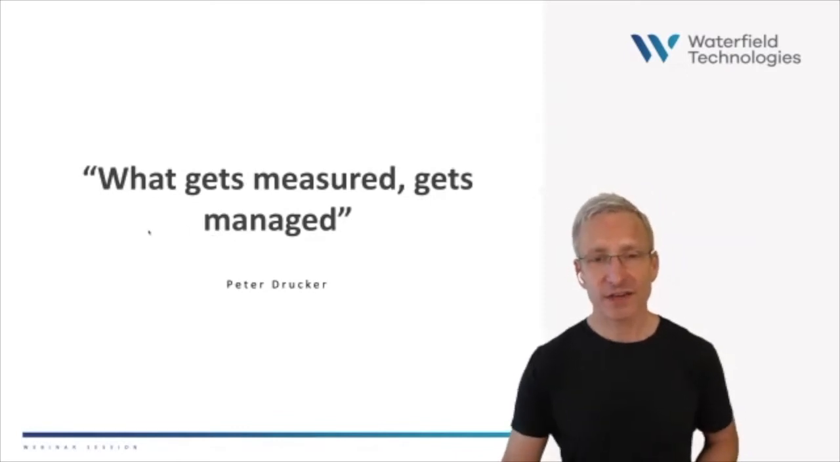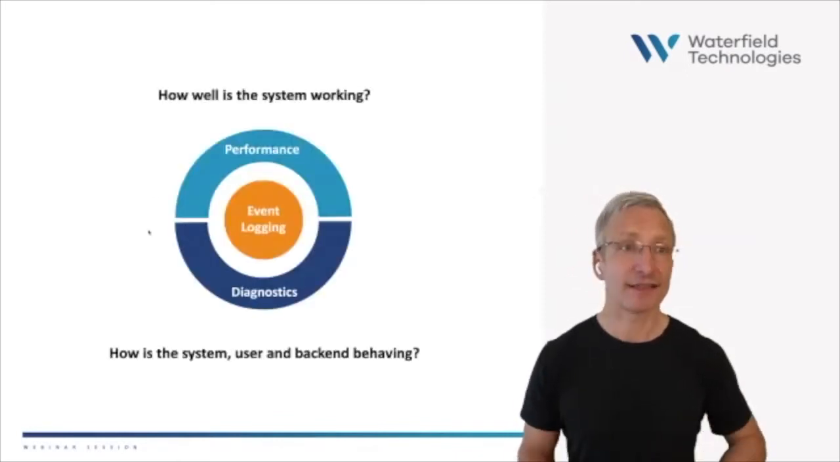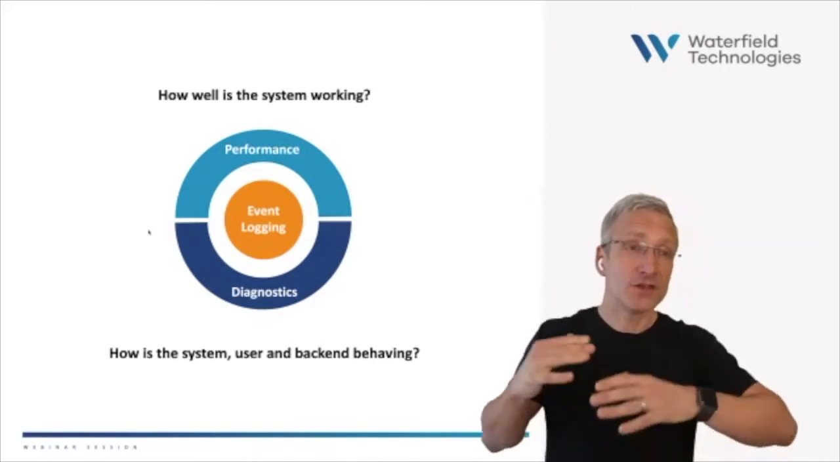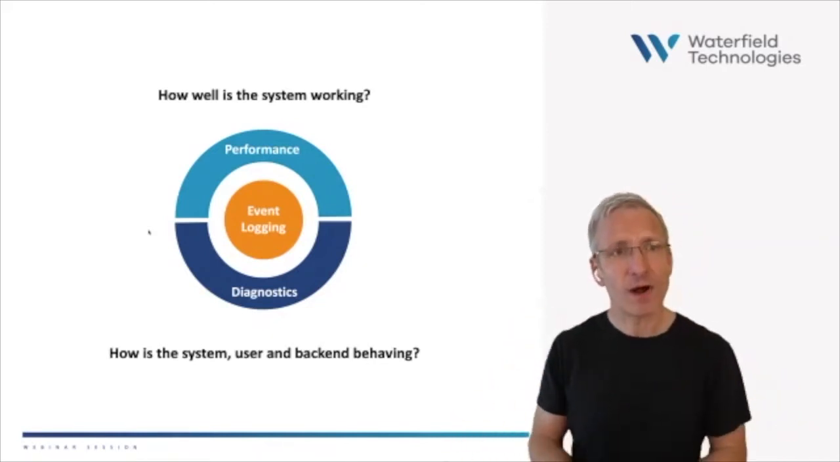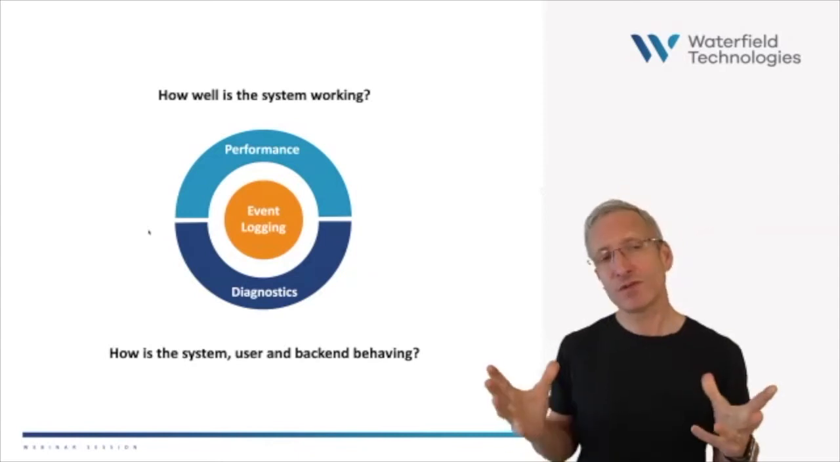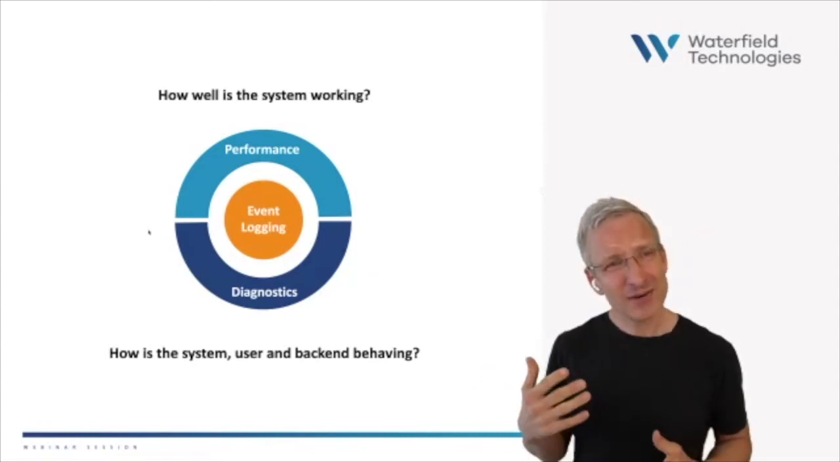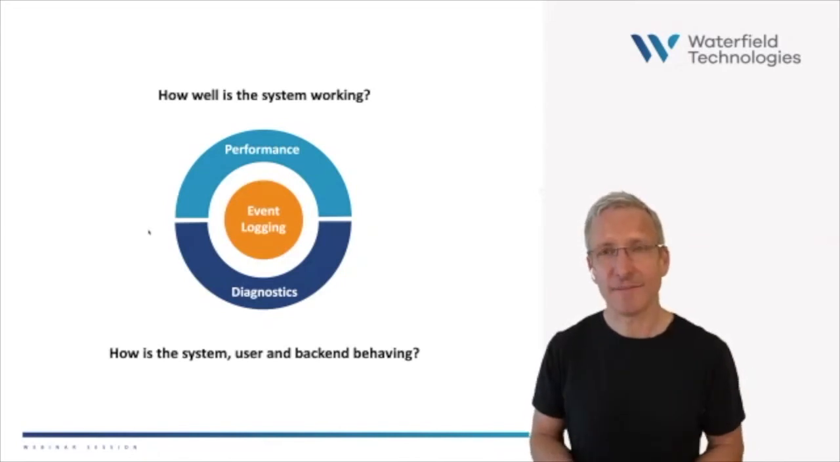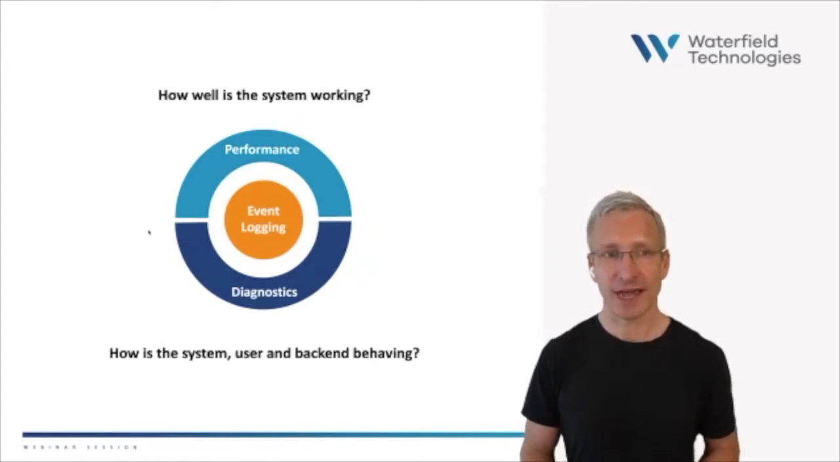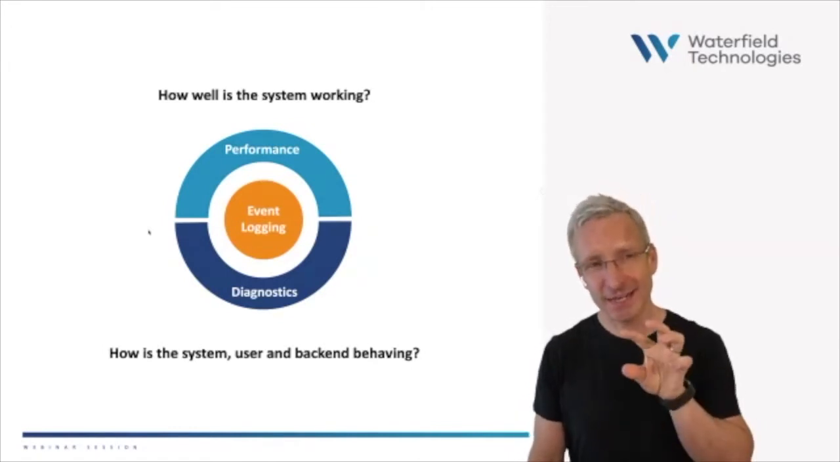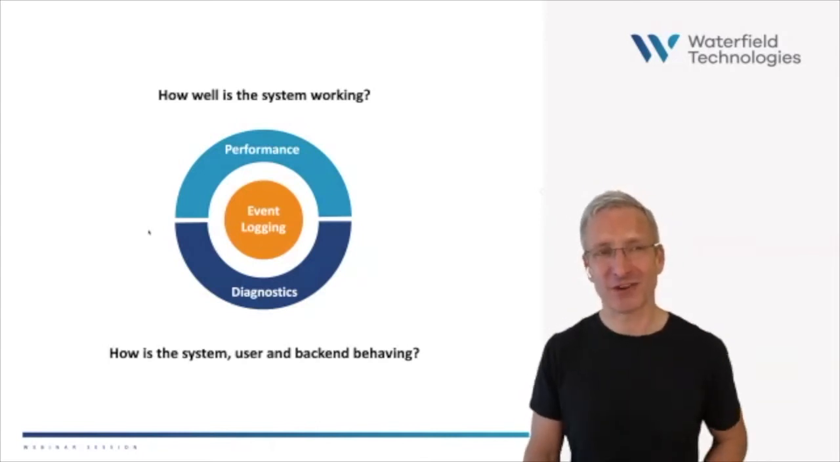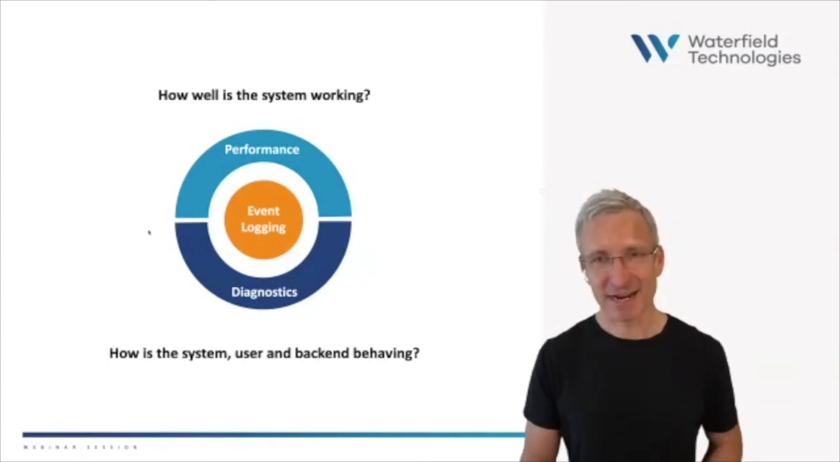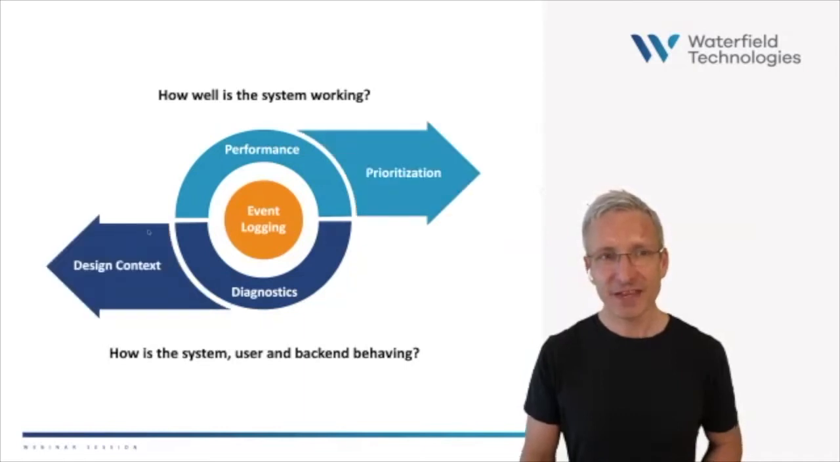So I like to think of bot analytics like this. At the top, we've got performance. So how well is the system working? At the bottom, we've got diagnostics, which is how is the system and the user in the back end behaving? How are they interacting? And at the core of it, you've got event logging, capturing the information which is going to let you understand performance and diagnostics. So this is the measure of Peter Drucker's what gets measured gets managed. But we need to go further than that.